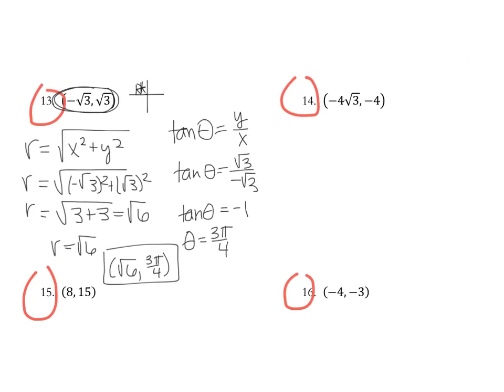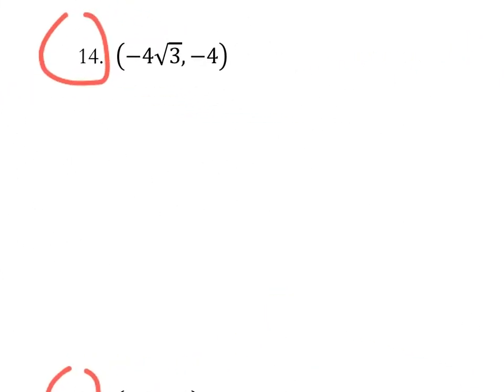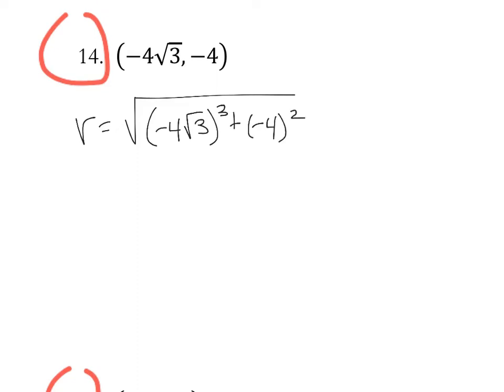All right, let's look at 14. So 14, first find r, just watch your math here. This is negative radical 4 radical 3 squared plus negative 4 squared. When you're squaring those negatives, make sure they're coming out positive.